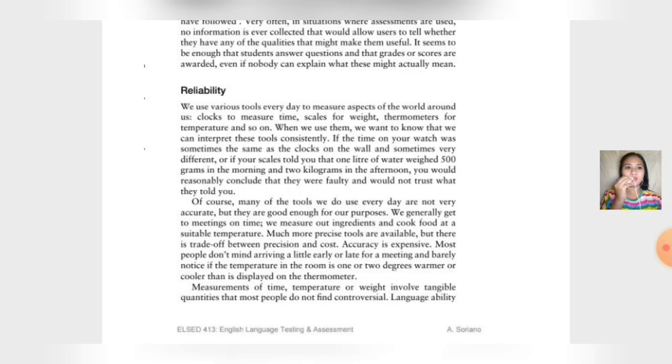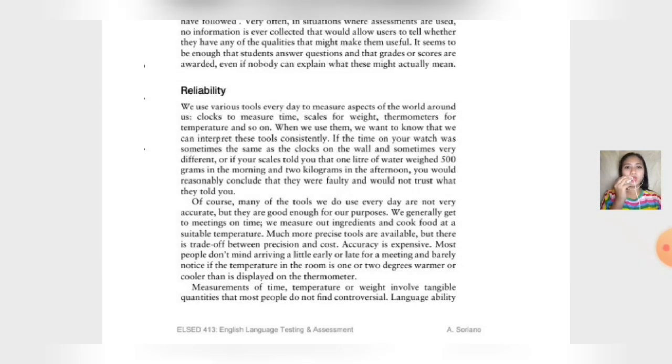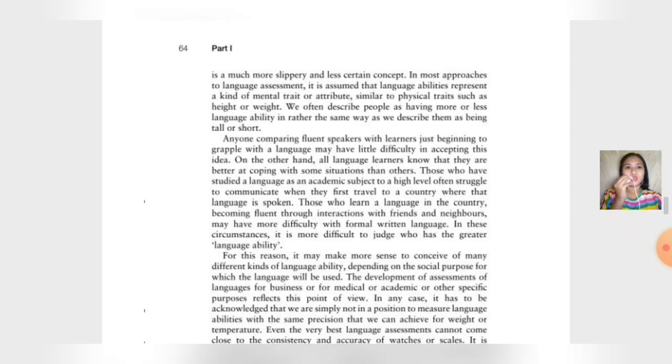Accuracy is expensive. Most people don't mind arriving a little early or late for a meeting and barely notice if the temperature in the room is 1 or 2 degrees warmer or cooler than is displayed on the thermometer. Measurements of time, temperature, or weight involve tangible quantities that most people do not find controversial. Language ability is a much more slippery and less certain concept.